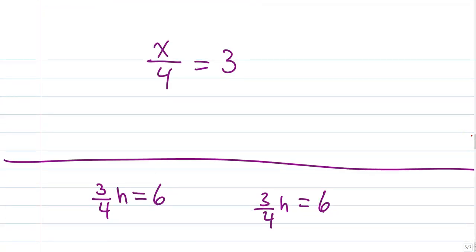How do I deal with division? Well, we dealt with multiplication by using division. So how about we deal with division by using the inverse multiplication? What will I multiply by? Well, x is being divided by 4, so I'm going to multiply both sides by the 4. On the left side, the 4's cancel, leaving me with x equals 12.